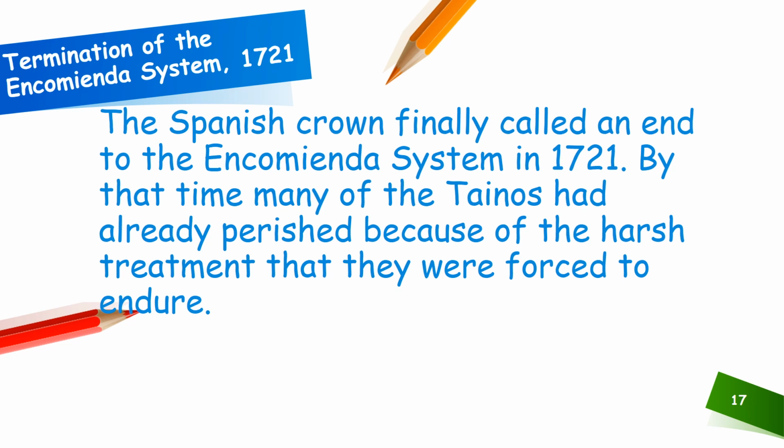The Spanish crown finally called an end to the Encomienda system in 1721. This labor contract was abused by the Spaniards.